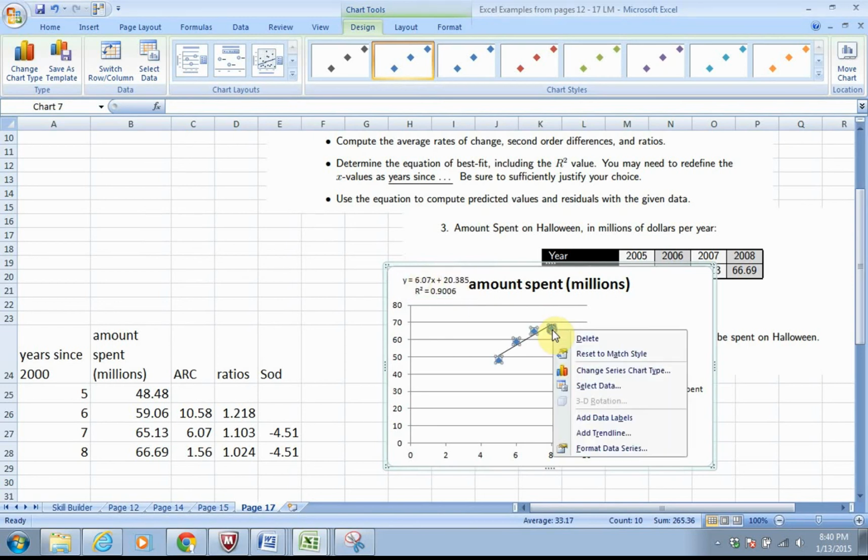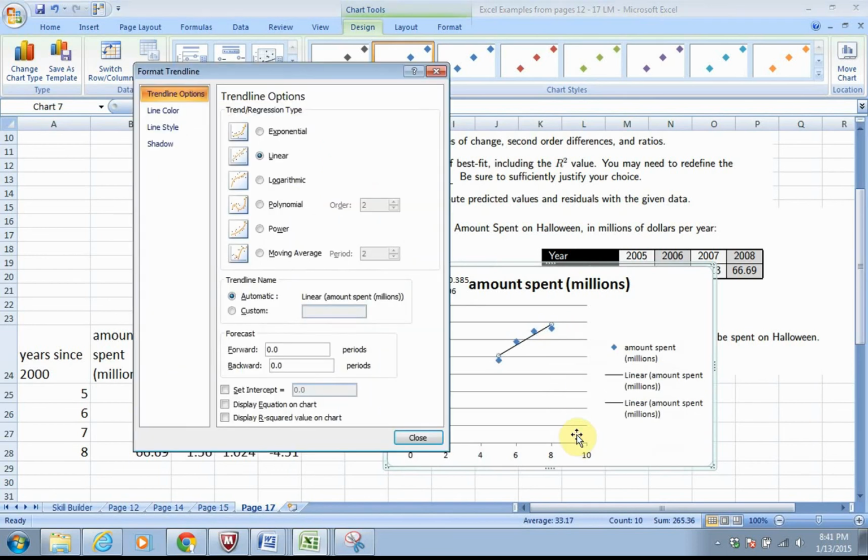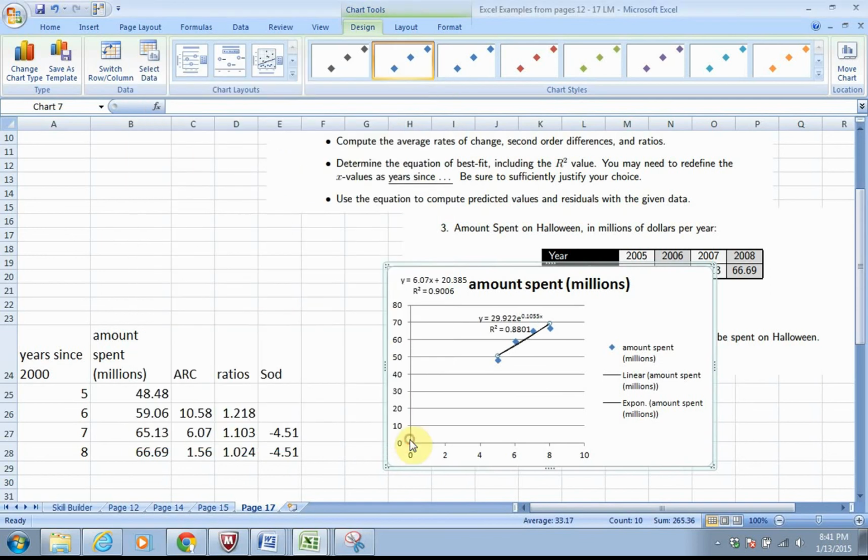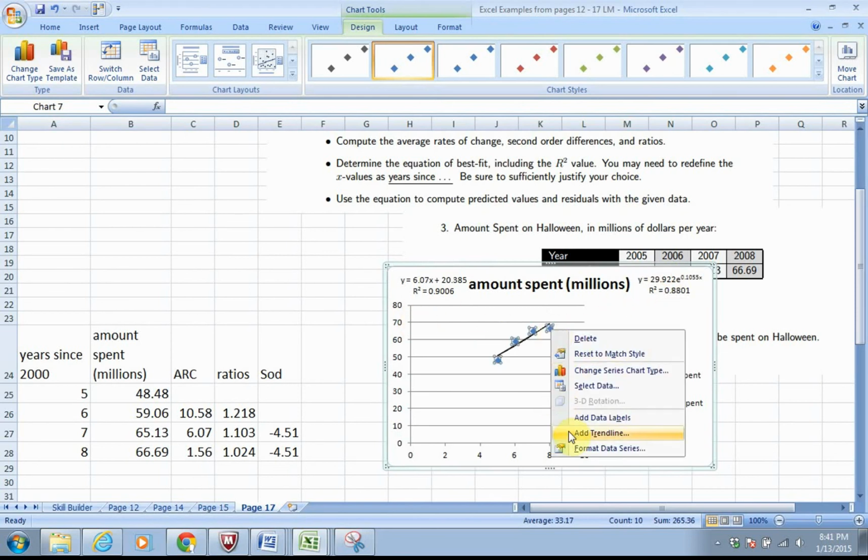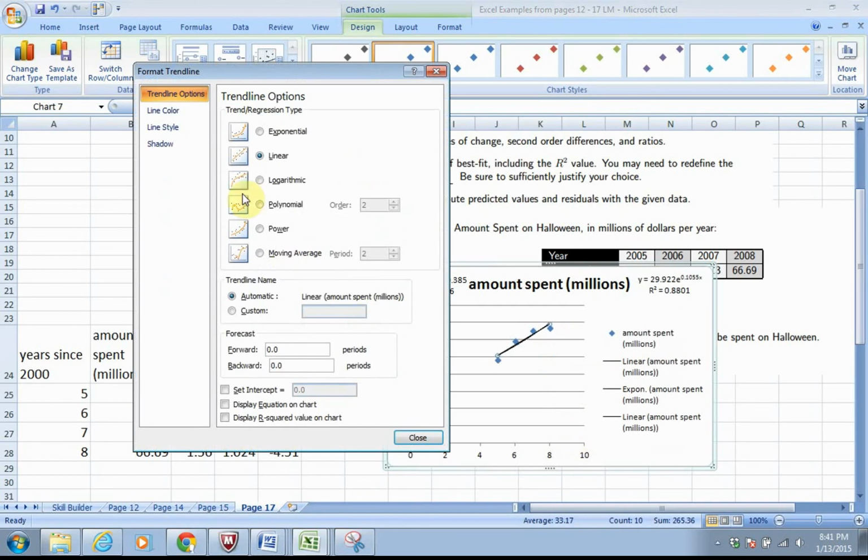I'm going to right click again, add another trend line. This time I think I'll try exponential. Okay, so I've got two trend lines there. Neither of those are very good fits. Let's keep going. This time, how about I try a power trend line?